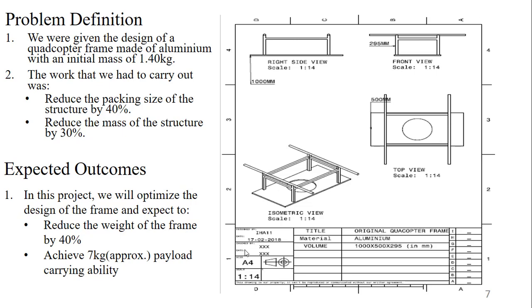What is our problem definition? We were given such a diagram and told to reduce its packing size by 40% and reduce its mass by 30%. We expect our frame to have a reduced weight of 40%, and also we expect to achieve our objective of 7 kilogram payload capability. We would be doing this by systematically analyzing and optimizing our model.